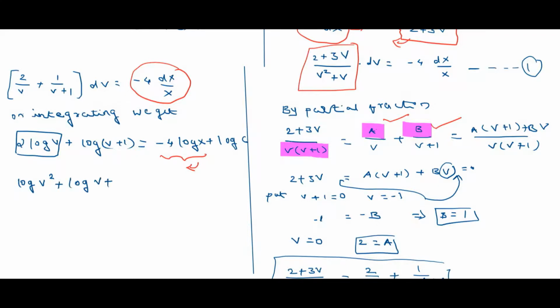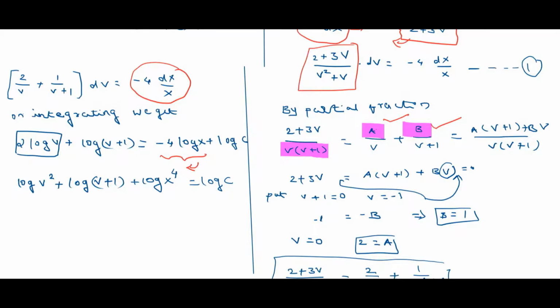Log v plus 1 is equal to this minus 4 log x. If you transpose it to the left hand side, you will get plus 4 log x, and 4 log x we can write as log x raised to 4 is equal to logarithm of c. If you transpose minus 4 to the left hand side, you will get this plus sign. The remaining term is 4 log x, and 4 log x we can write as log x raised to 4.